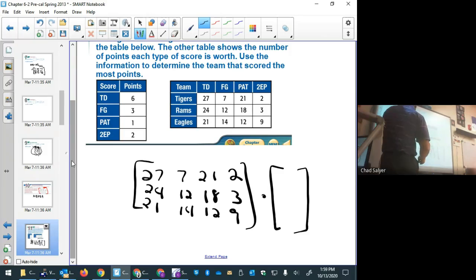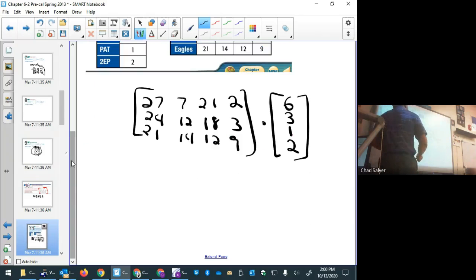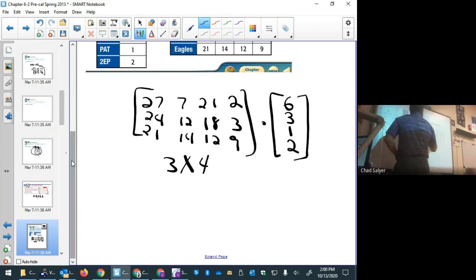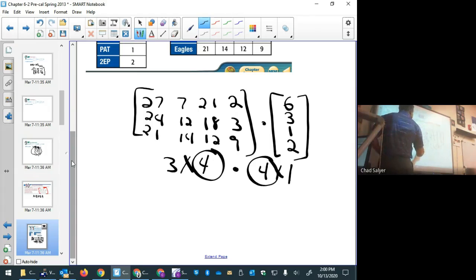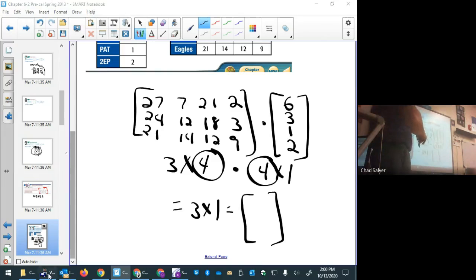But anyway, let's multiply this by this points matrix. So this is 6, 3, 1, 2. 6 points for a touchdown, 3 for a field goal, 1 for a point after, and 2 for a 2-point conversion. So this is 1, 2, 3 by 1, 2, 3, 4. And we're going to try to multiply that by 4 by 1. And you see these match. So we disregard them, and we know our product is going to be 3 by 1. So that's going to have 3 elements total in one column.